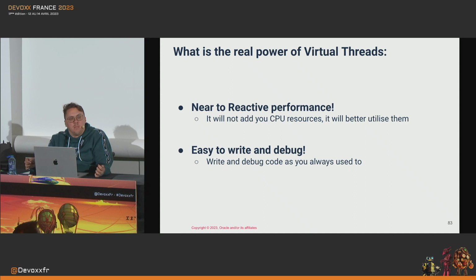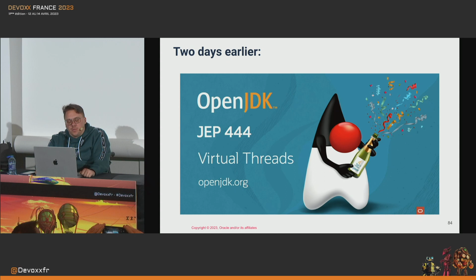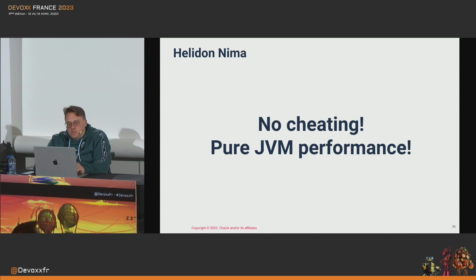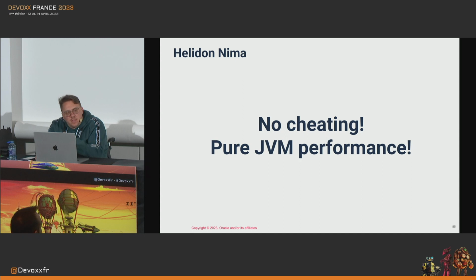And what is good, just a few days ago, virtual threads were announced with JEP 444 to go into Java 21. That means that with Java 21, as we also release Helidon 4, we will be able to use these virtual threads out of the box. And it's pure JVM performance, so there's no cheating. We don't use any native code or anything. This performance is given to you only by the JVM and nothing else. Open source with Helidon 4.